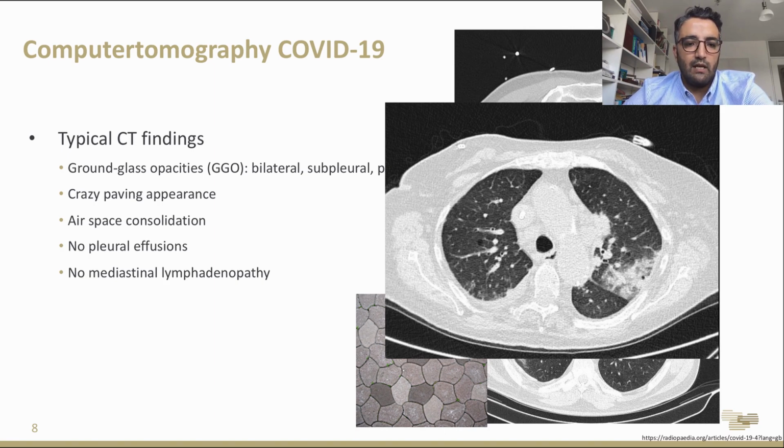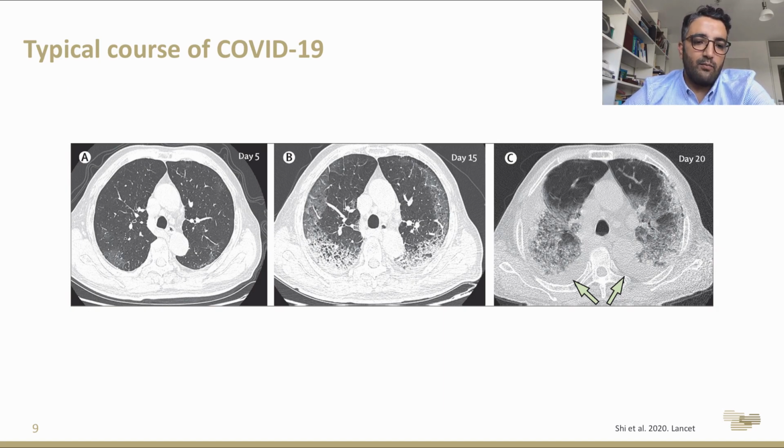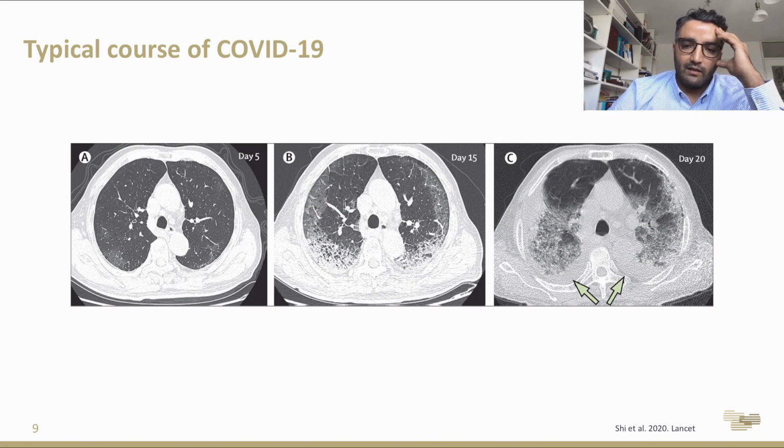Crazy paving appearance. The ground glass will then develop into consolidation, when the lungs are full of edema, so they will have consolidations like this one, and you see there are ground glass and consolidation combinations. What patients with COVID usually don't have are pleural effusions and mediastinal lymphadenopathy. These are the typical computed tomography, or CT, findings when somebody has COVID.